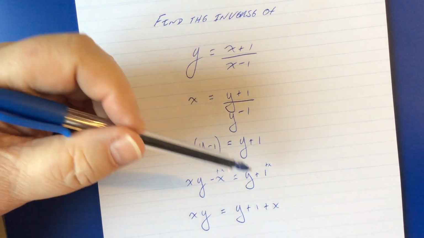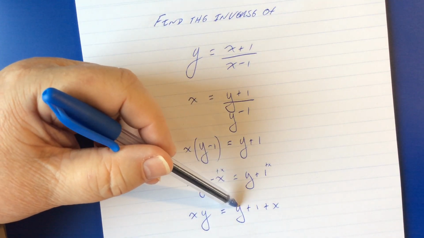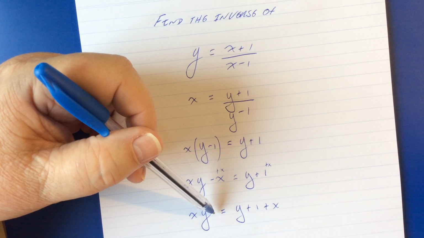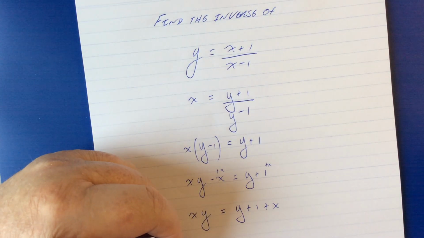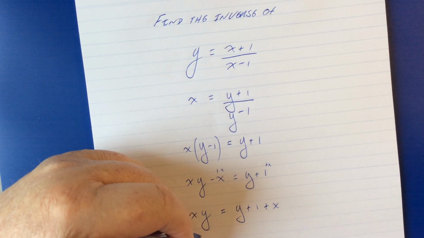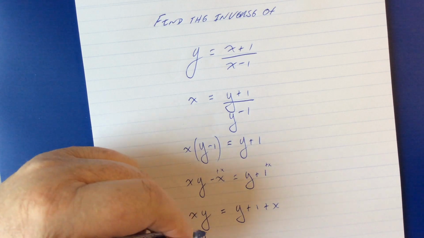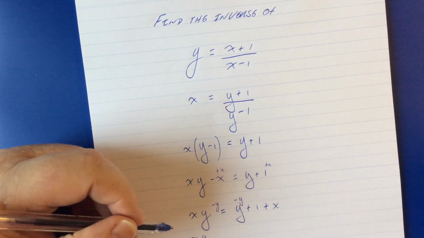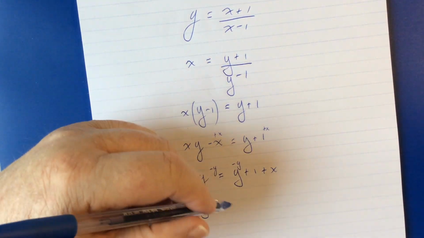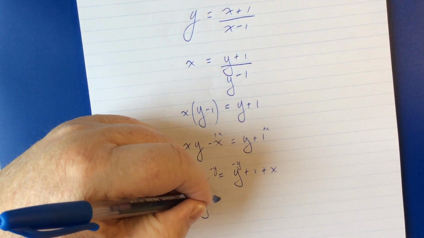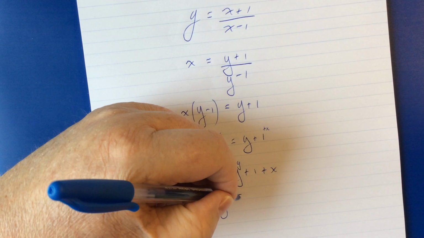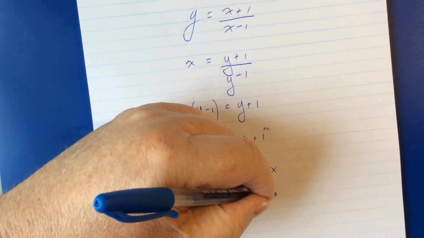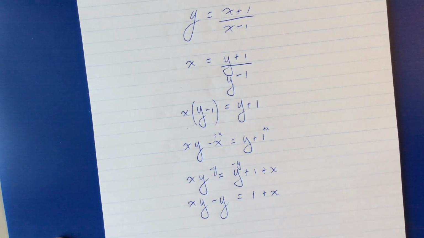Now, the next thing I'm going to do is move this y to this side of the equation. So I wind up with x times y. I'm going to subtract y from here, and I'm going to subtract y from this side of the equation. And that gives me x times y minus y equals 1 plus x.